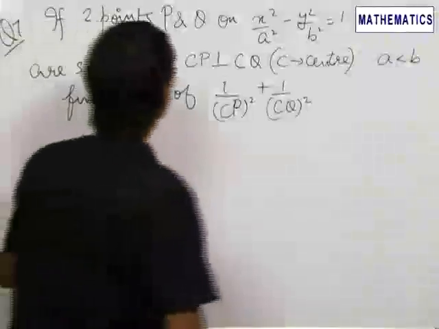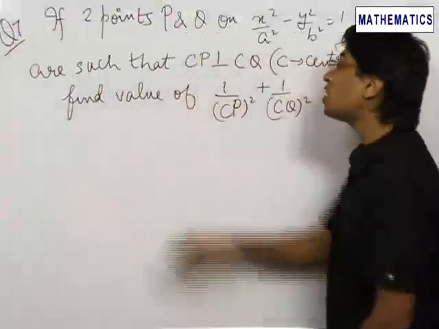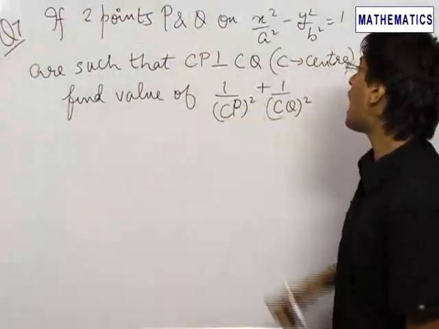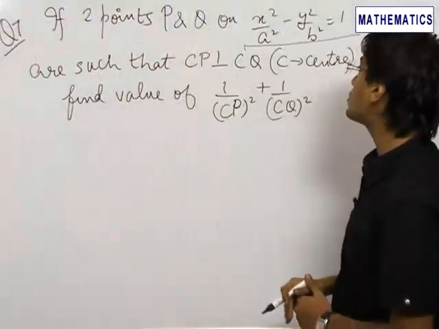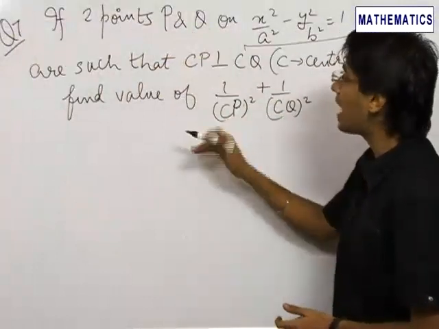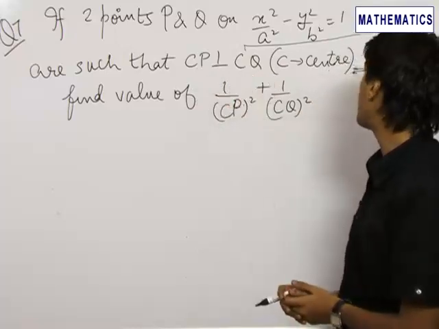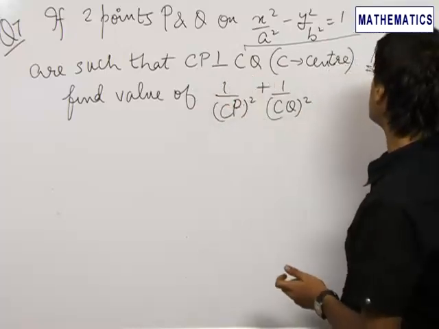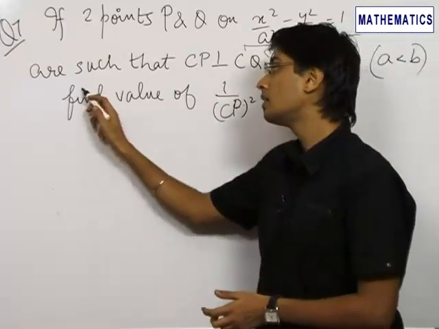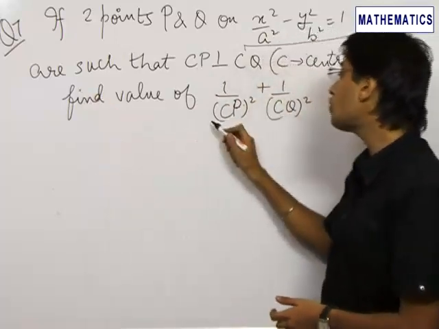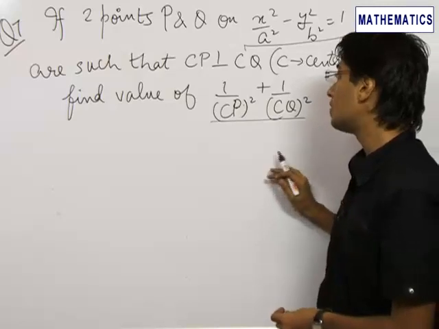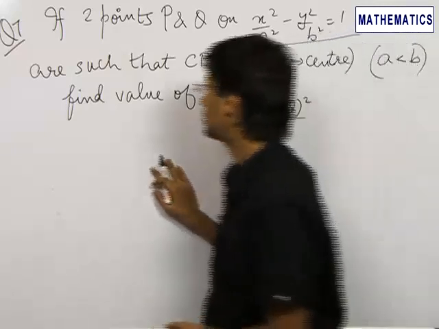In our next problem, we are given that there are 2 points P and Q on the hyperbola x square by a square minus y square by b square equal to 1, such that CP is perpendicular to CQ, where C is the center of the hyperbola and A is given to be less than B. Then we need to find the value of 1 upon CP square plus 1 upon CQ square.